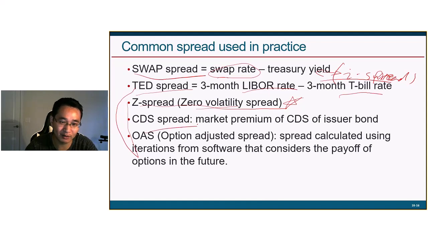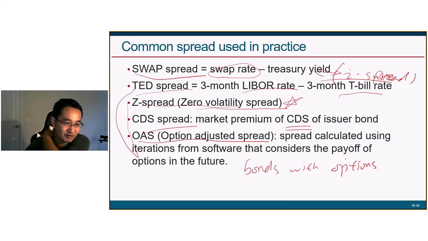We have CDS spread. We will talk about it. We have some protection, and we have option adjusted spread. So we talk about bonds with options, right? Those bonds can be called if it's a callable bond. Those bonds might be called in the future, and that will certainly impact your future cash flow. How will that impact your return? We are going to use OAS. This is also important. It's called option adjusted spread. This is a spread that adjusts for the potential payoffs of options in the future.